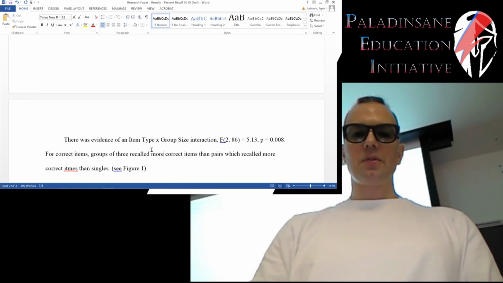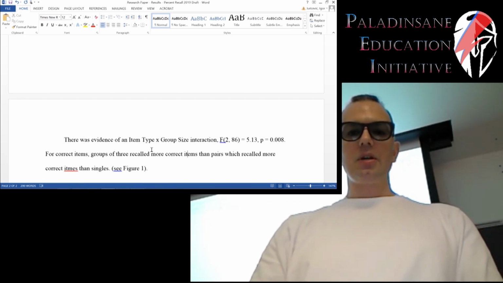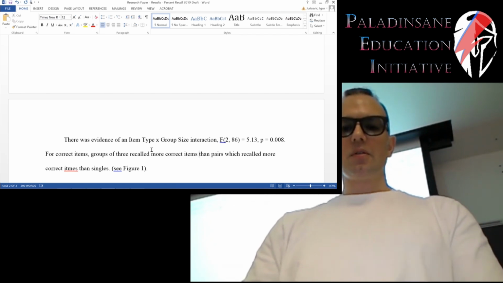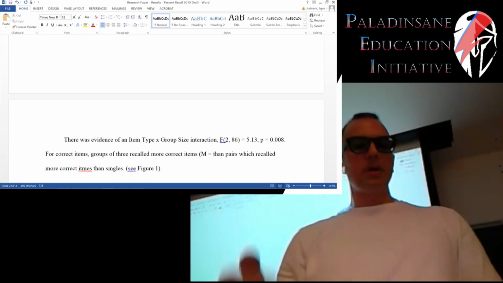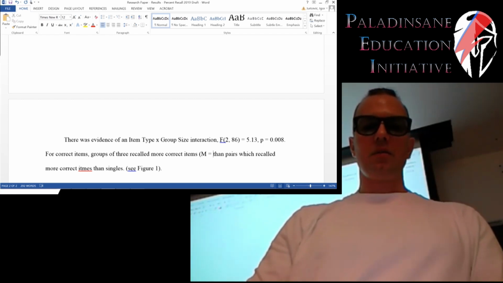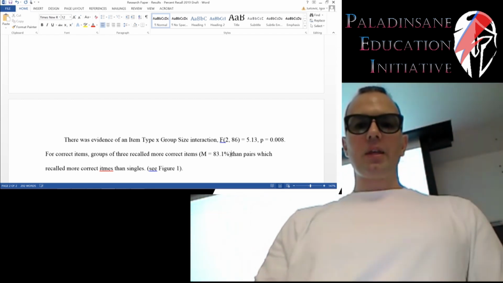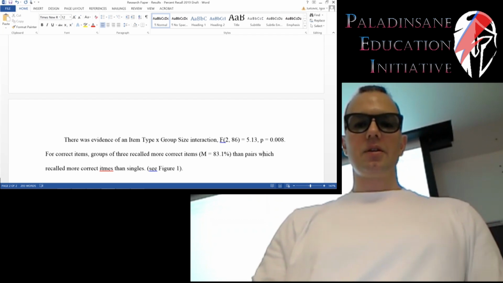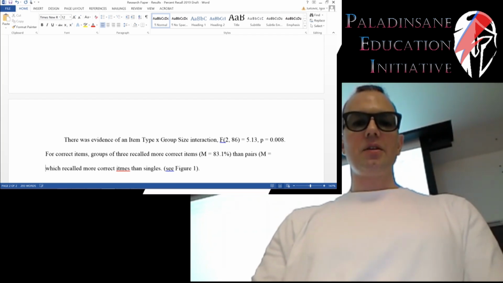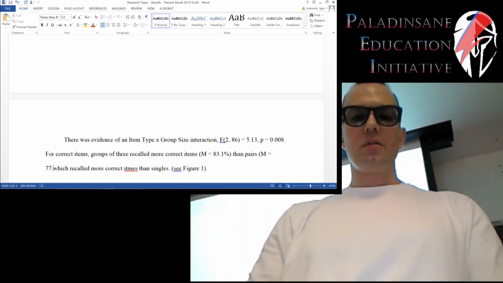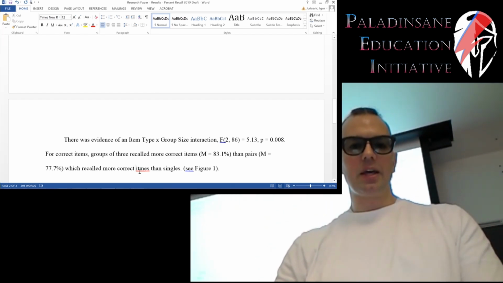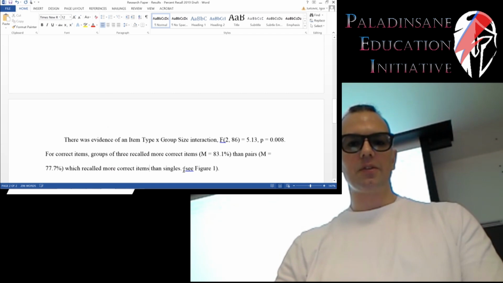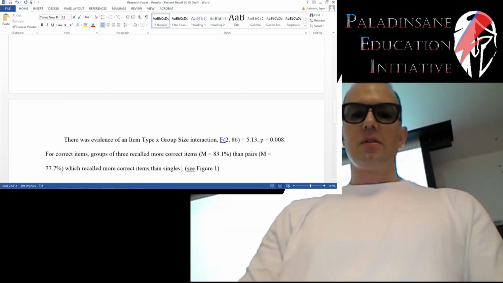All right, so groups of three were called more correct items. Put the mean in right there. What was the mean correct items recalled by groups of three? 83.1. All right, then pairs. What was the mean for pairs? 77.7. Which were called more correct items than singles. What was the mean for singles? 69.8.